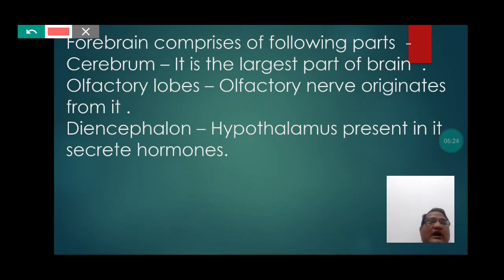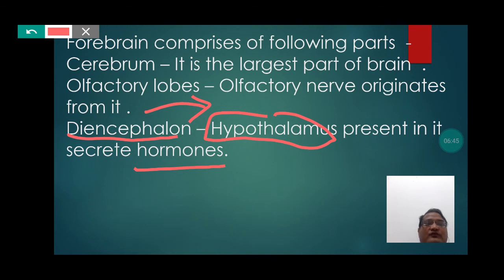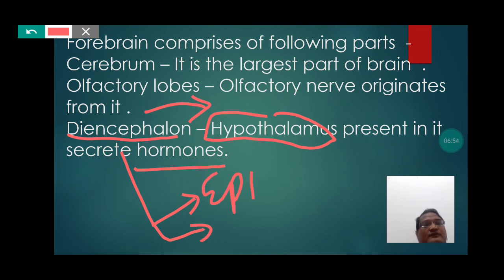Diencephalon. Hypothalamus present in it secretes hormones. So students, diencephalon also is a cavity like structure which remains present in the brain, and one of the most important parts of the diencephalon is the hypothalamus which secretes hormones. Students, although diencephalon has other two parts which are epithalamus and thalamus.